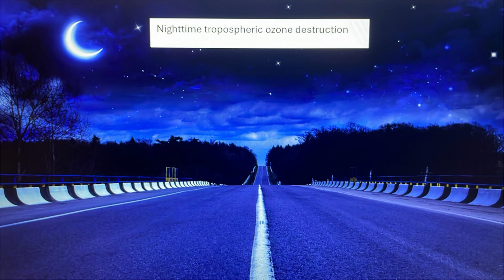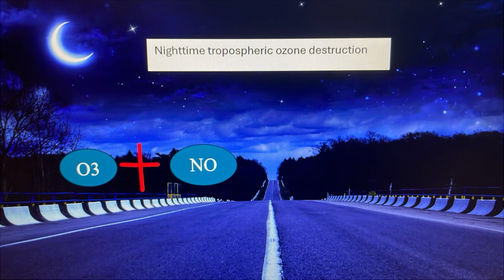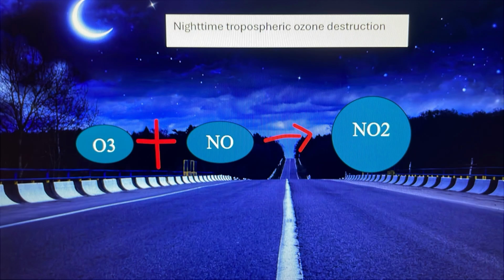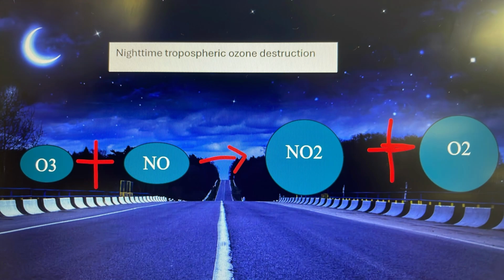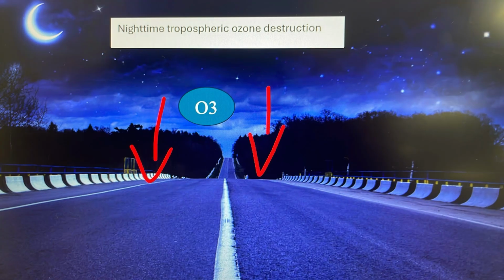At night, tropospheric ozone destruction occurs, which is basically the reverse of what happens during the daytime. The ozone from the atmosphere combines with the nitrogen oxide to create nitrogen dioxide and oxygen. Smog will not be created in these conditions because ozone is built up during the day but is depleted at night.